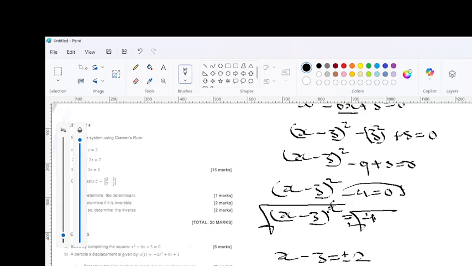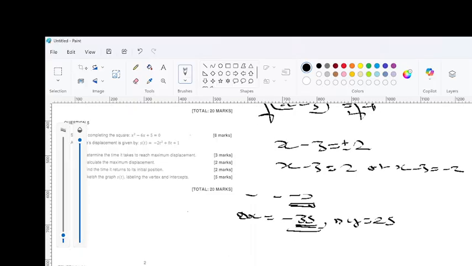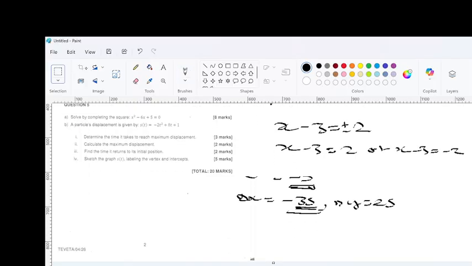From there we can find the value of x. So x minus 3 equals 2, starting with the positive, or x minus 3 equals negative 2. Let me just erase this part down here.